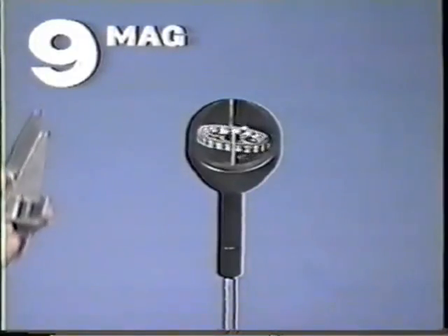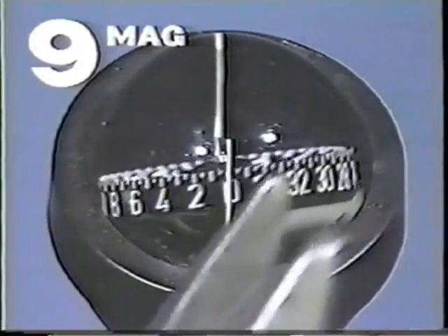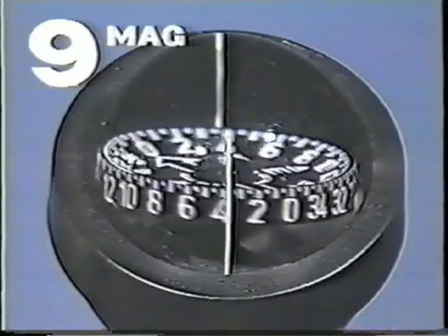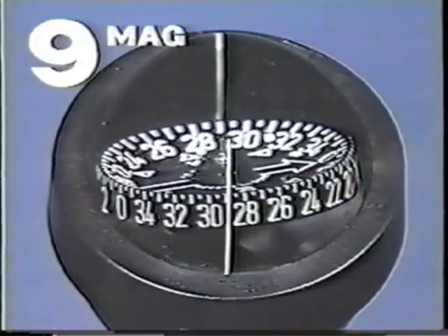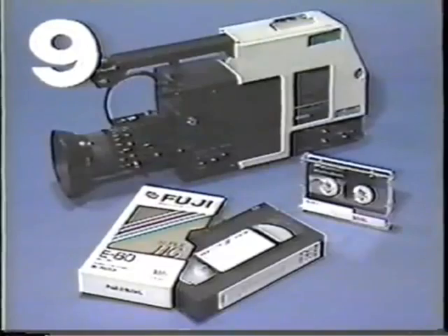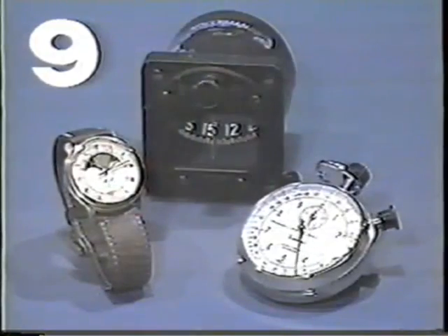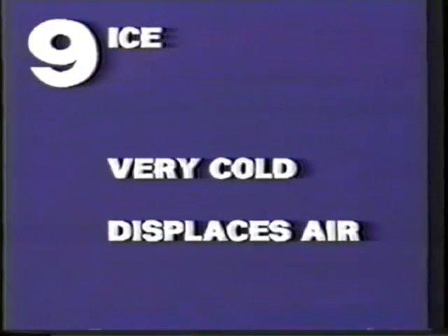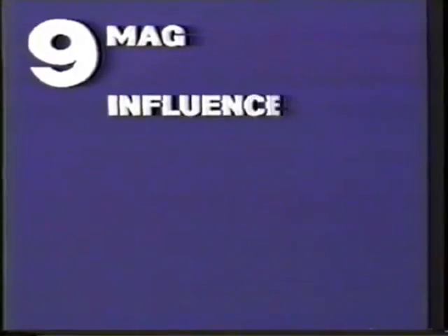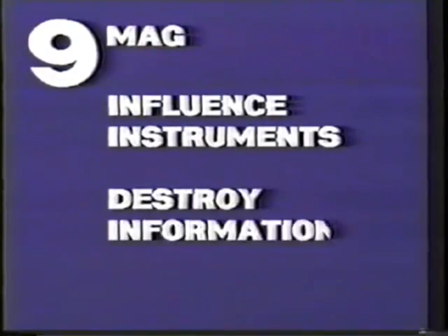Let's look at another example from Class 9, a magnet. Magnets do not place people at risk directly, but they form magnetic fields which may influence compasses, videotapes, data storage media, and measuring equipment. Let's summarize. Dry ice is very cold. It displaces air. Magnets influence instruments and destroy information on data storage media.